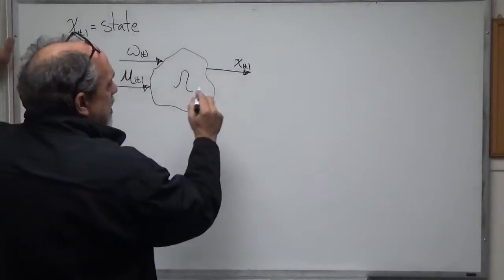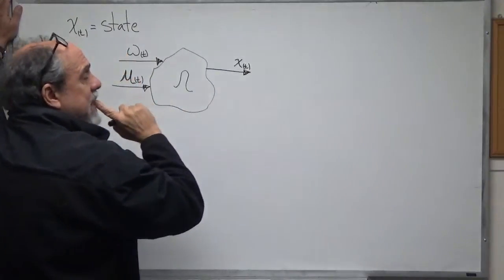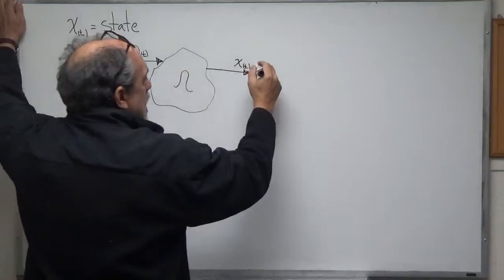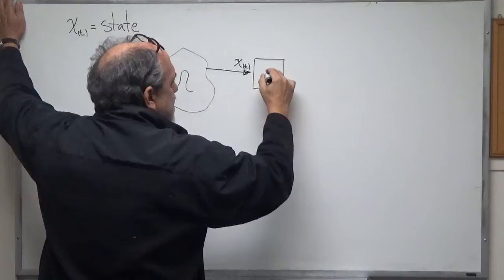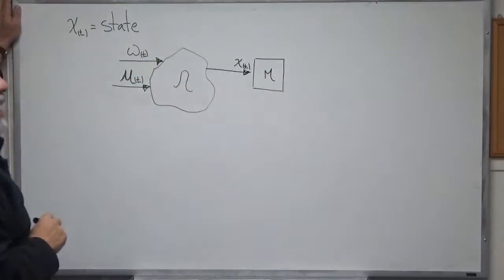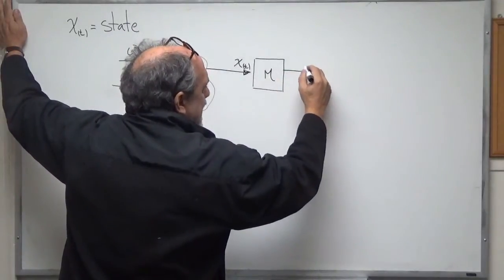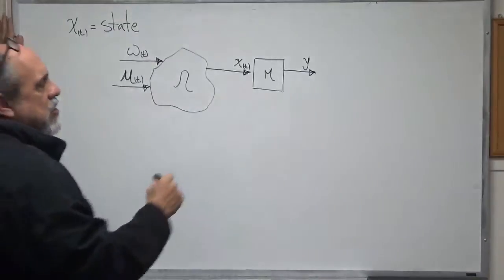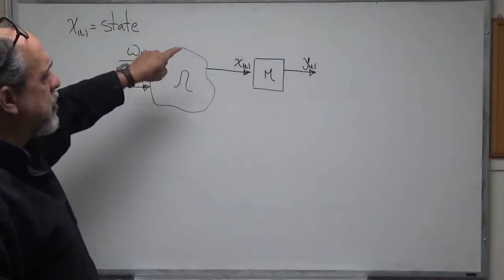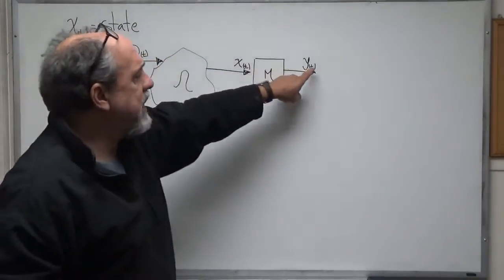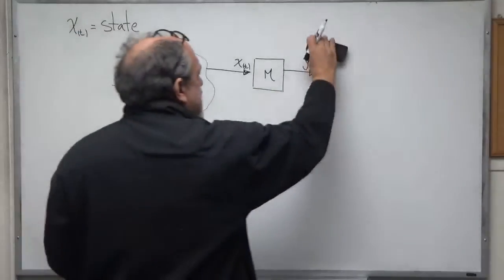Now, there is also some measurement box, which I'm going to call M. Out of that measurement box come outputs, and outputs are things that we can measure. So if in this structure I put some sensors, what I measure is y(t). Actually, let me be a little bit more precise.